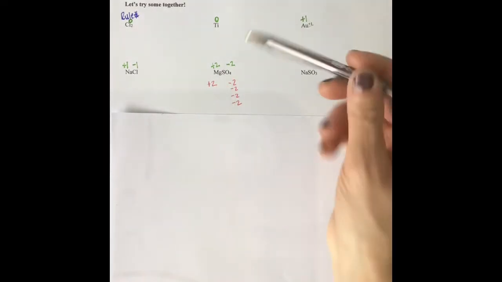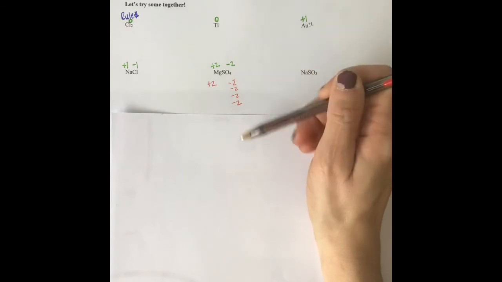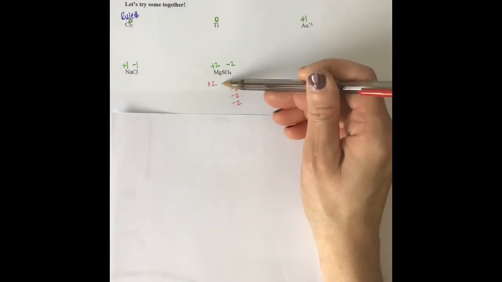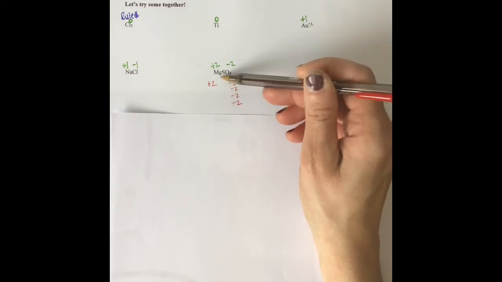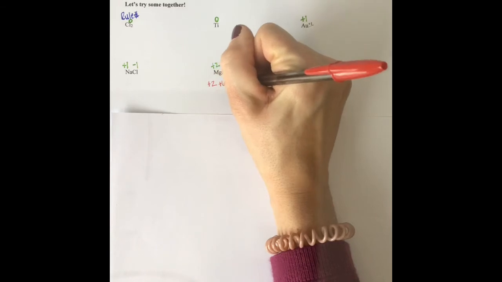So here's what we're looking at. We have +2 for magnesium, 2, 4, 6, 8, -8 for all these oxygens. And somehow we need sulfur to make this neutral. We need +6 for sulfur.